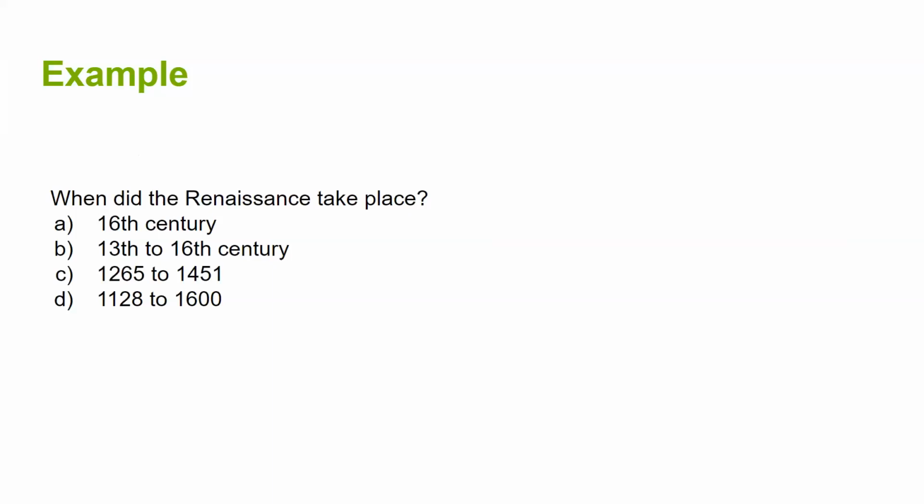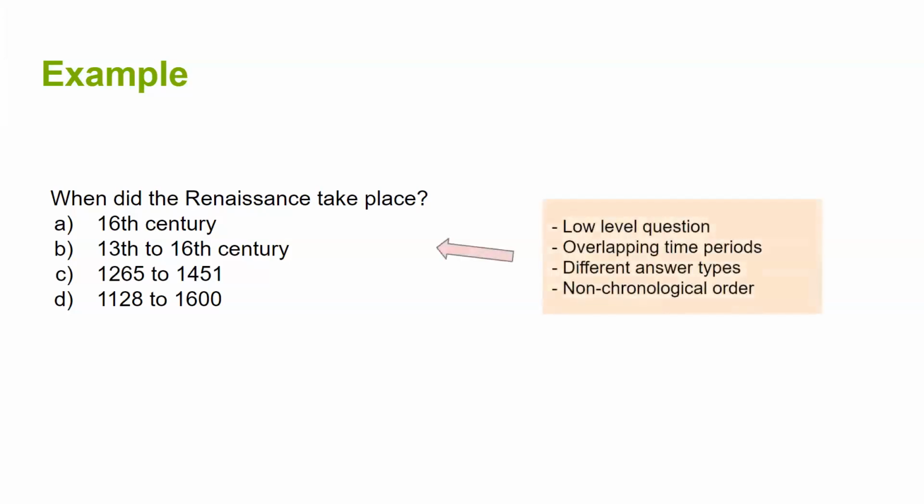This is another question. When did the Renaissance take place? And the options are dates. If we look at what potentially could be wrong with this, it's quite a low level question. We're just testing a period of time. So you would have to ask yourself, is this appropriate to my learning outcome? It has overlapping time periods, which means it'd be quite confusing for students to select the right answer. It also has different answer types and it's not in the right order. So when you do use something like dates or numbers, you may want to make sure it's in the right order.